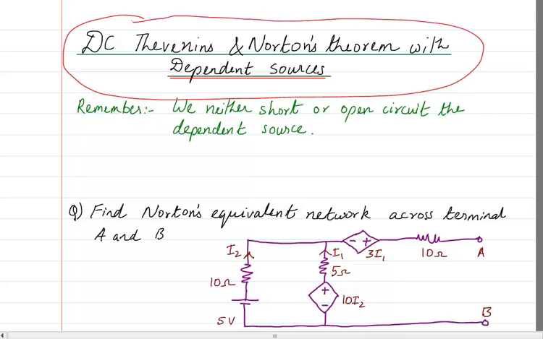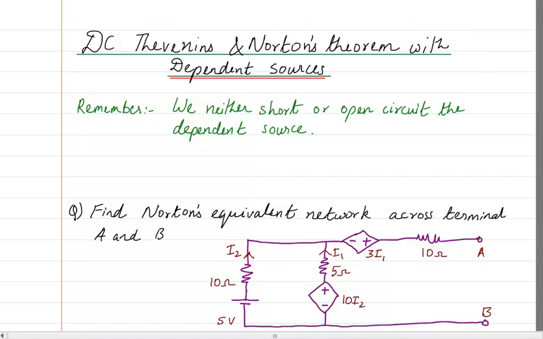Because whether you have to find a Thevenin's equivalent or a Norton's equivalent, if it is with a dependent source, the steps are the same. Always remember, if it is a dependent source, you cannot find Rth or Rn by simply shorting the voltage source and the current source. For the case of dependent source, we neither short nor open circuit.